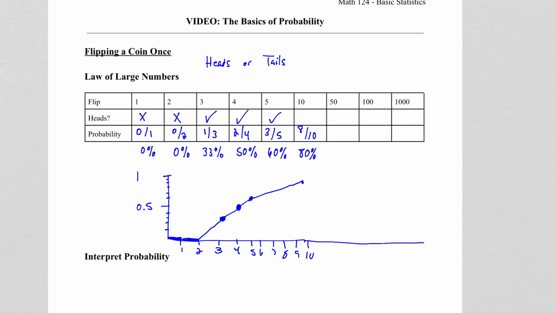Now, what do we think is going to happen as we flip this coin more and more times? Well, here's 0.5. We know 0.5 is the probability. What happens as we flip it more and more? Well, this probability is going to kind of zigzag our way until it starts to eventually approach 0.5.